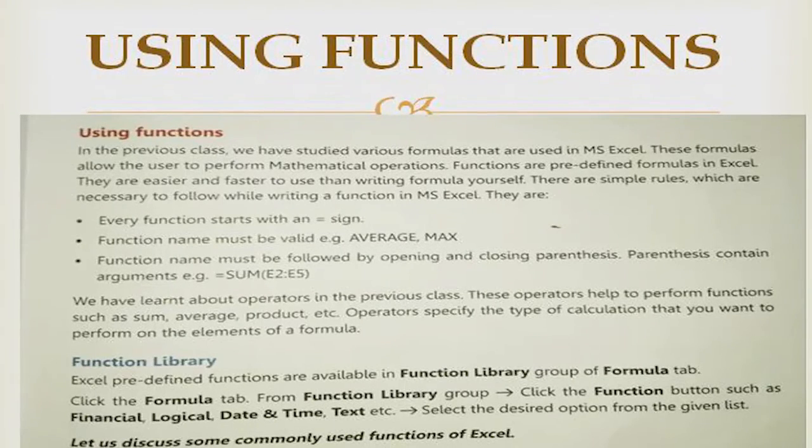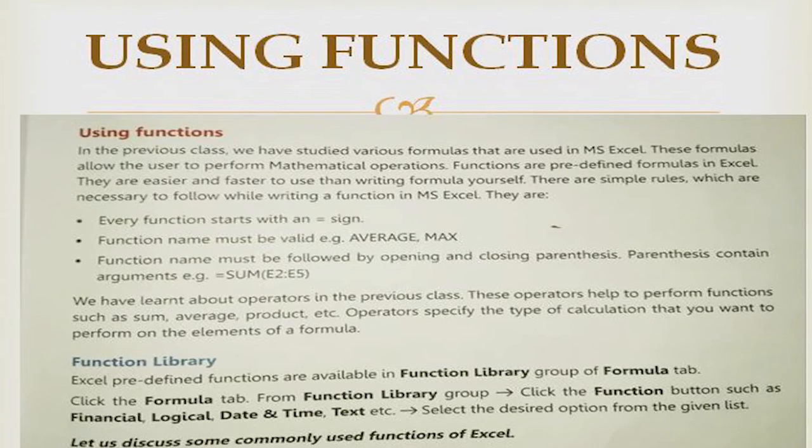There are simple rules which are necessary to follow while writing a function in MS Excel. Every function starts with an equal to sign. That means every formula should start with the equal to symbol or sign. The function name must be valid, like it should be average or max, minimum, like that. The function name must be followed by opening and closing parenthesis, that means opening bracket and closing bracket. The parenthesis contains the arguments. Example, SUM of E2 to E5. That means we are writing the sum function for E2 to E5.